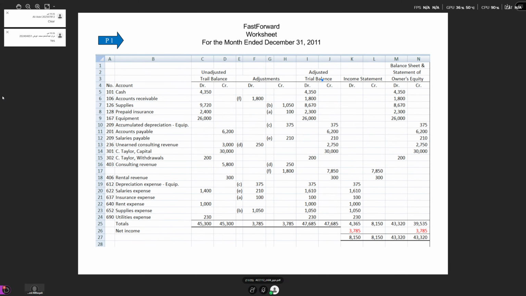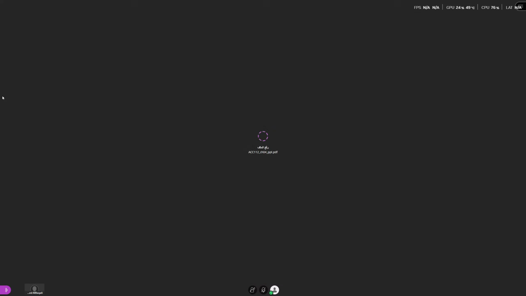Okay, so as I said, after you prepare the adjusted trial balance, you are going to prepare your financial statements. So what I'm going to do now is prepare a draft of our financial statements, which is something that we already know. So after we complete all of these steps, now we have our adjusted trial balance amounts. So now we can prepare our financial statements.